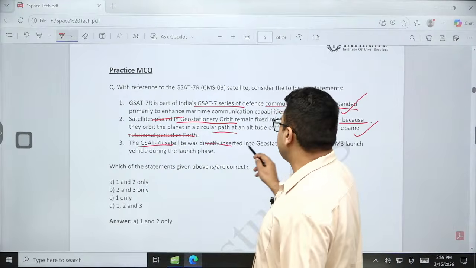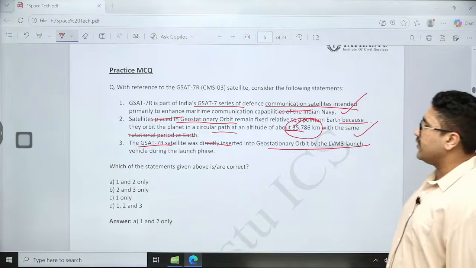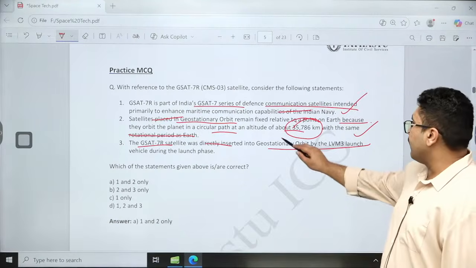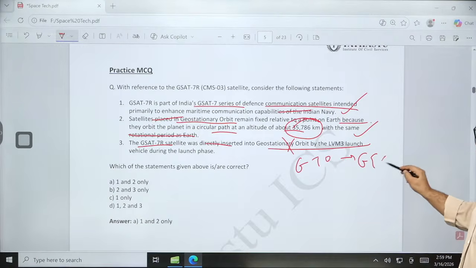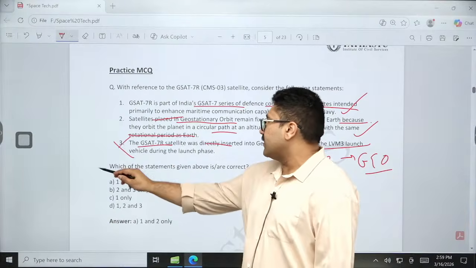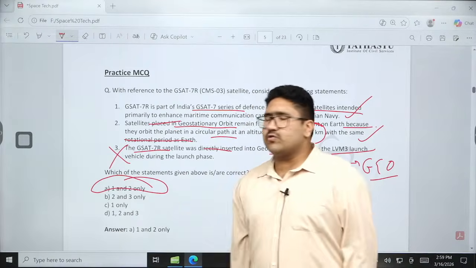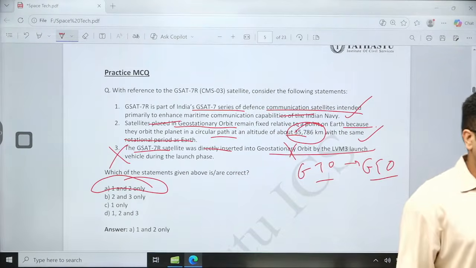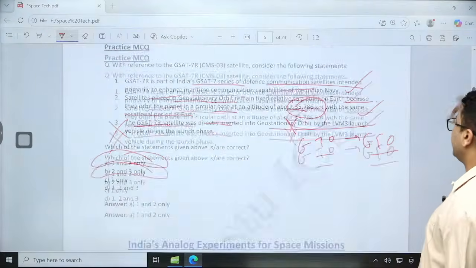GSAT-7R satellite was directly inserted in geostationary orbit by LVM-3 during launch phase. No, it was first placed in GTO and then it was brought to GEO. So that is one thing that you need to remember. That is, the third statement is wrong. That is A. 1 and 2 becomes the right answer. So that is about GSAT-7R satellite.